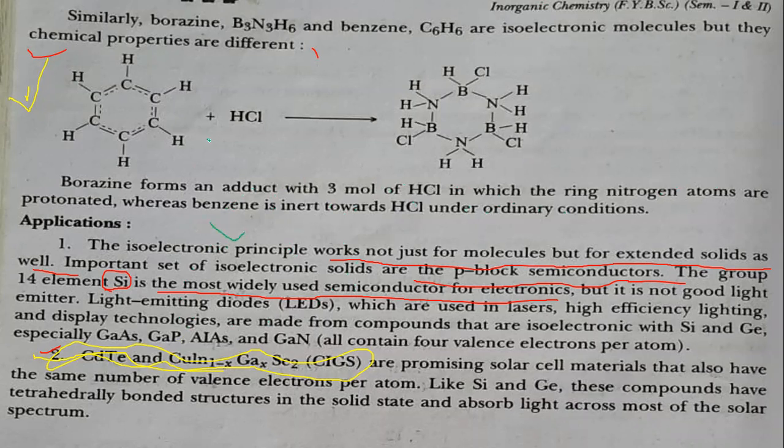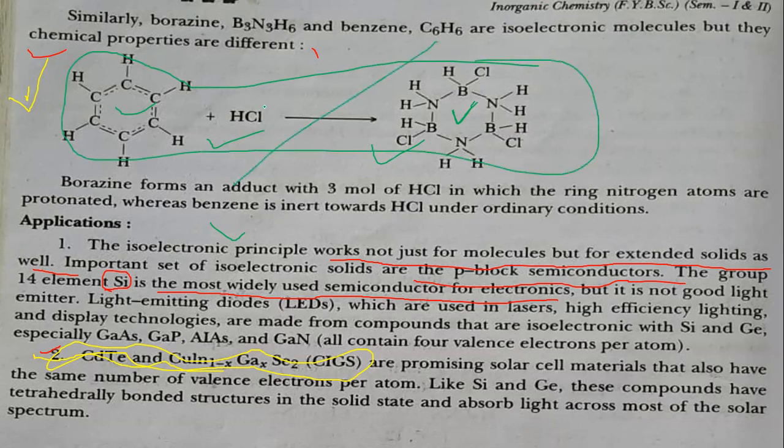When benzene reacts with HCl, you get the product. Here they mention it in a wrong way: they show benzene, but they are taking the borazine skeleton. I can see it is a mistake in the book, so please don't focus on this. Just remember that borazine and benzene have different chemical properties.